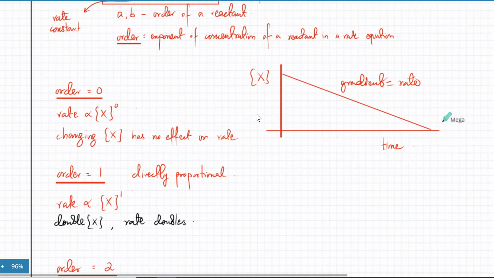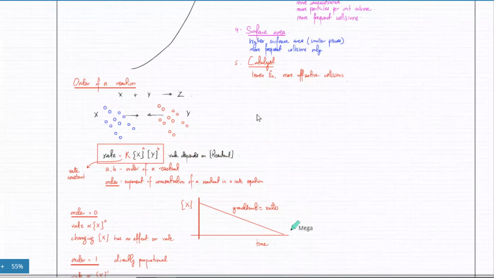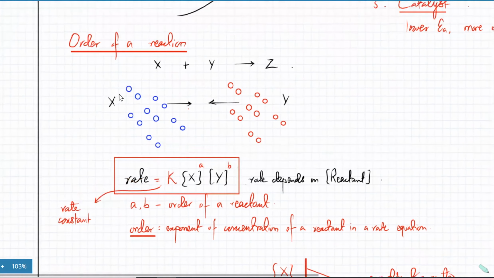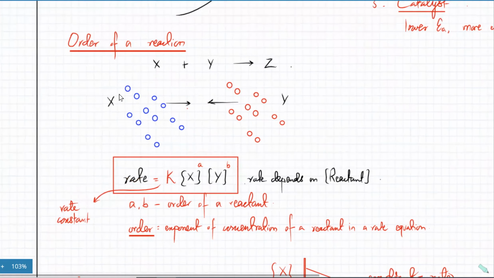Why doesn't it start from the origin? What happens right at the beginning? There's a lot of X, right? When you start a reaction, the concentration of the reactant is very high. And then the reactants get used up, so the concentration of X goes down. Is that clear? Yes, sir.